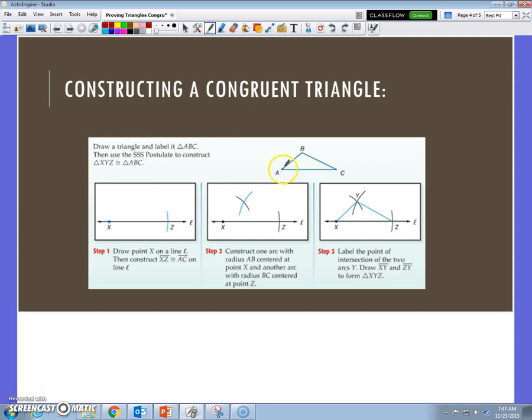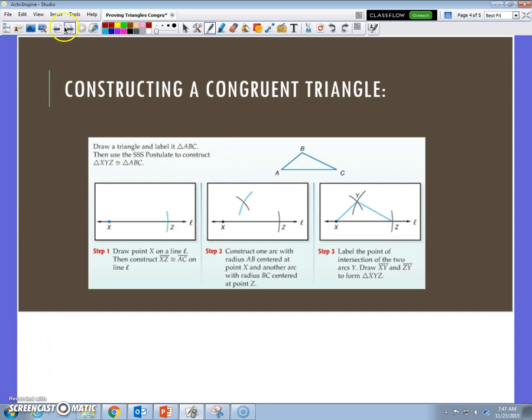Then I'm going to open my compass from A to B, find that distance, put my point here again, and make another arc right there. And then finally, I'm going to open my compass from C to B, put my pointy end here and make my arc right here. Where they intersect, I can connect point X, point Y, and point Z and make a congruent triangle that has congruent angles and congruent lengths.